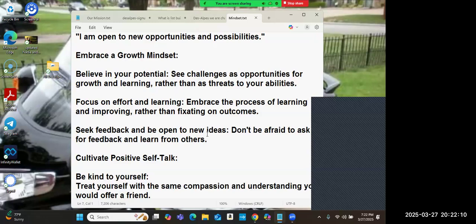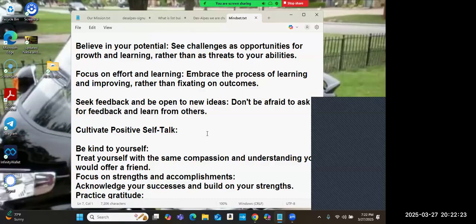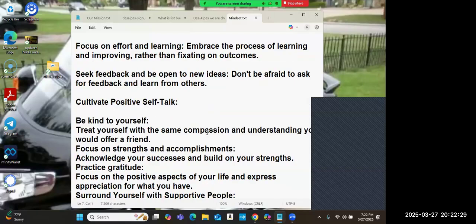Believe in your potential. See challenges as opportunities for growth and learning rather than as threats to your abilities. You want to focus on effort and learning. Embrace the processes of learning and improving rather than fixating on outcomes. Seek feedback and be open to new ideas. Don't be afraid to ask for feedback and learn from others.